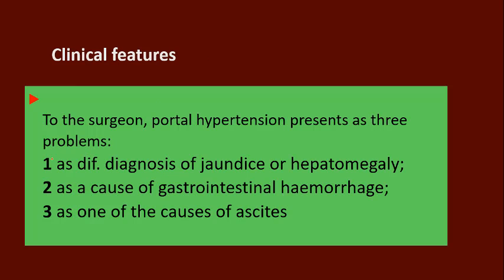To the surgeon, portal hypertension presents as three problems. First, as a differential diagnosis of jaundice or hepatomegaly. Second, as a cause of gastrointestinal hemorrhage, and as one of the causes of ascites.